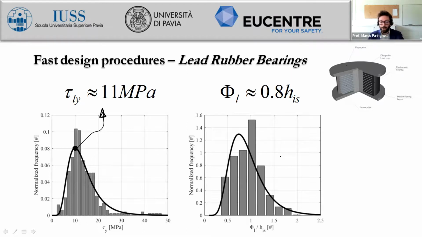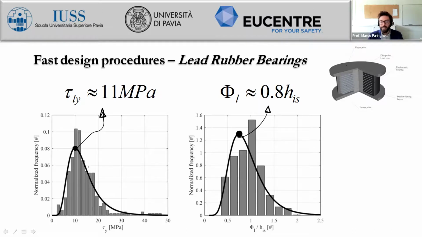And then we have also the distribution, again log normal, for the ratio between the lead core diameter and the height of the isolation device. So here we have, I think, the probability density function with the highest R squared value for the nonlinear best fit procedure, and the highest was 86%. So fair enough to consider this as the proper distribution. And we can see that the mode value for this distribution is 0.8.